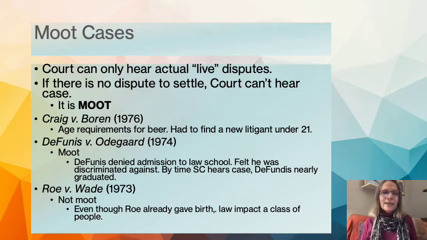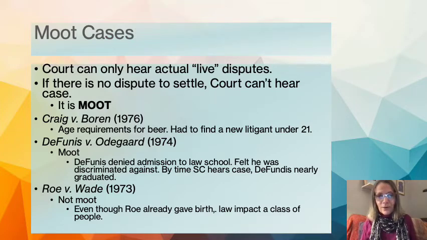And DeFunis, they talk about that in your textbook, and this is basically a case about a guy who applied to law school and was denied admission, and he said he was unfairly discriminated against. But it took so long for that case to work its way through the court that by the time it did, DeFunis was one semester away from getting his law degree. And the court said they couldn't settle that case. Why? It was moot, there was no longer a live dispute. Although one of the justices said, hey, he still had one semester to go, so it was still a live dispute, but the court didn't buy that argument.